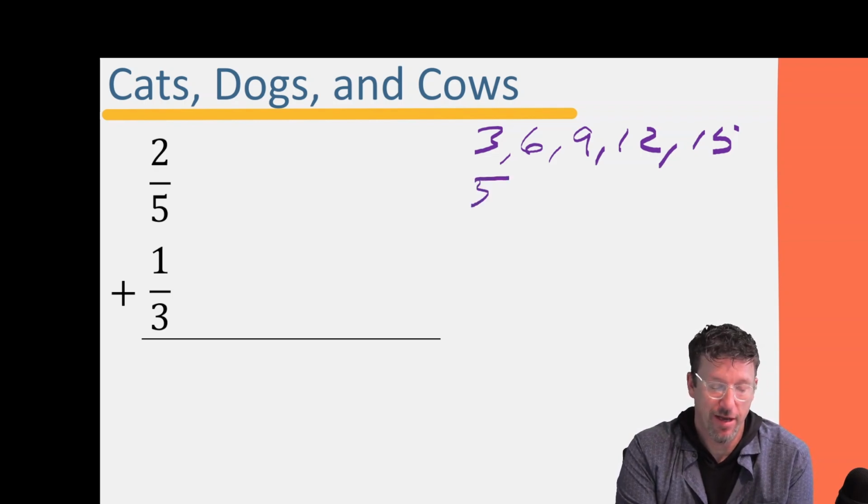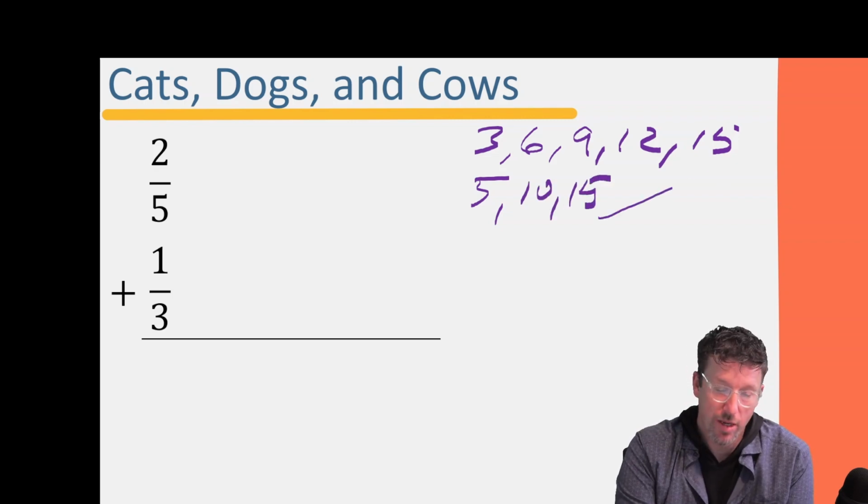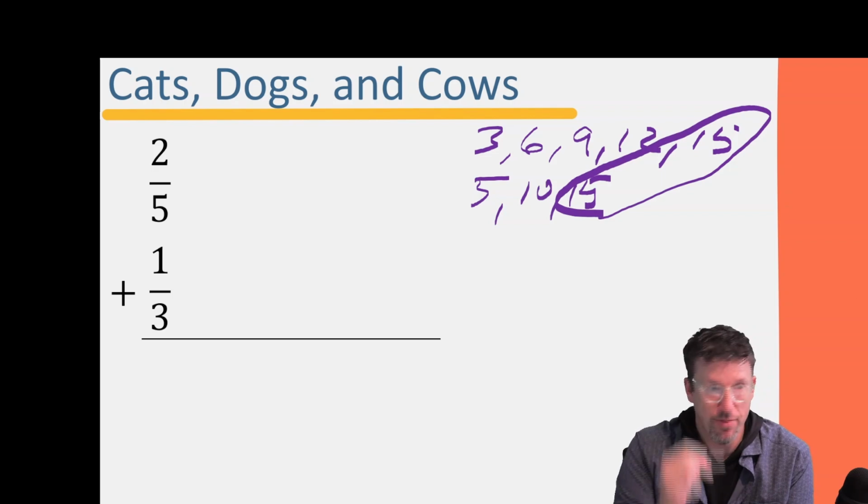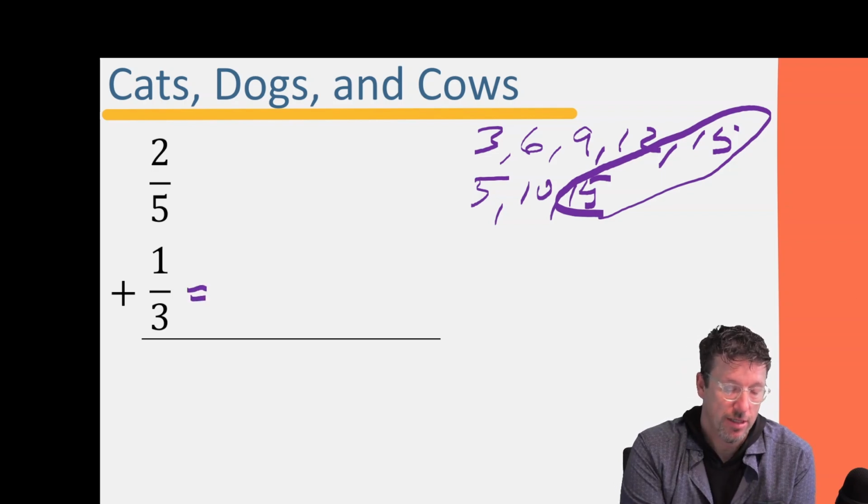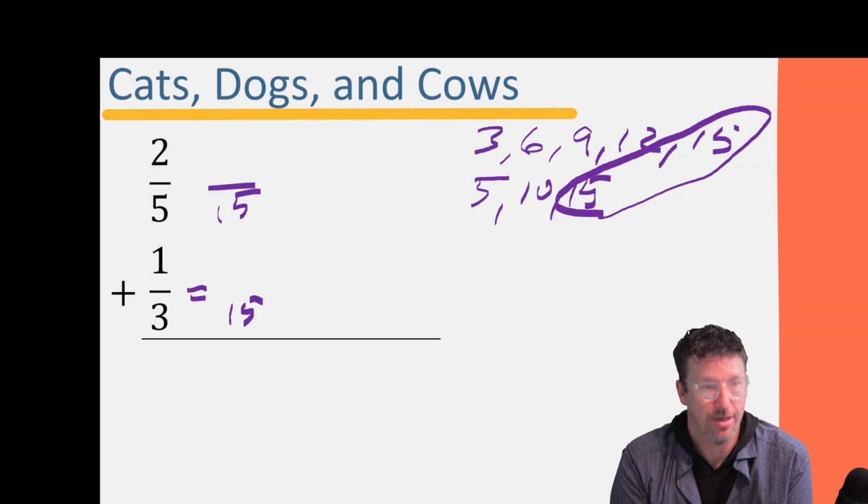So let's count by 5. 5, 10, 15. Moo! We have an answer. 15, they both have in common as their multiple. So now let's put 15 as our cow. Now we can add cows together.